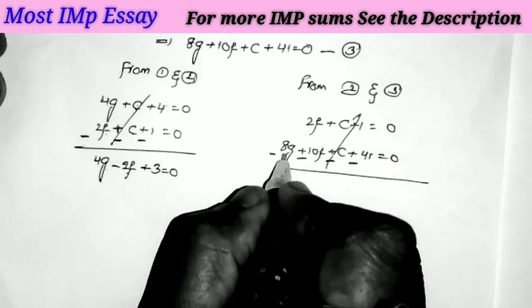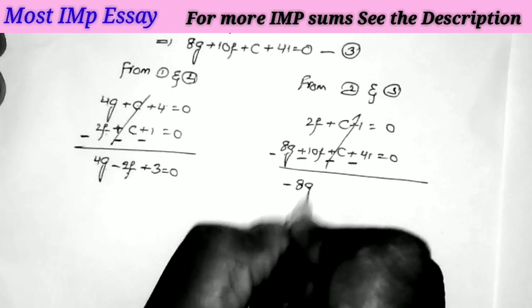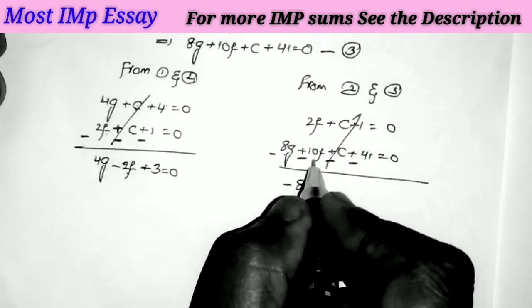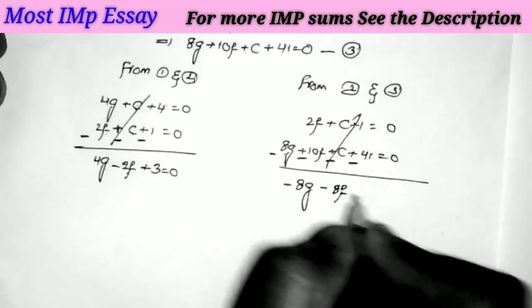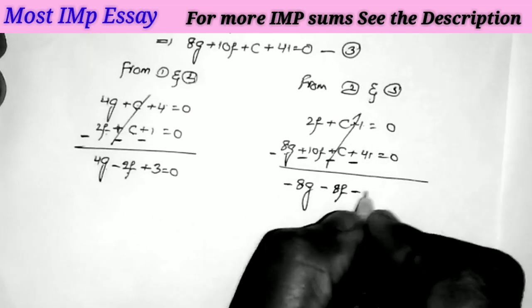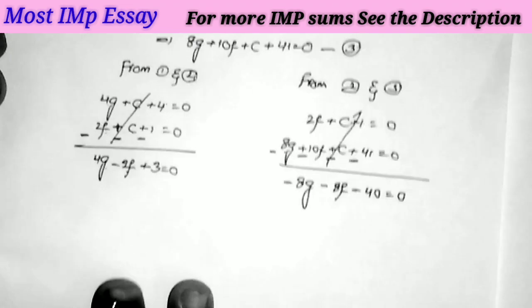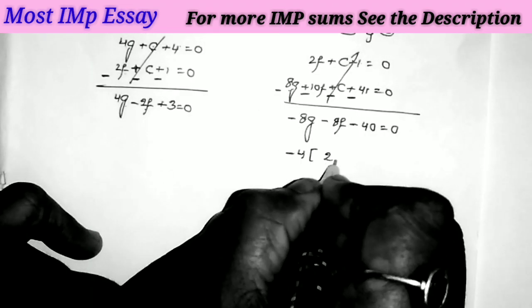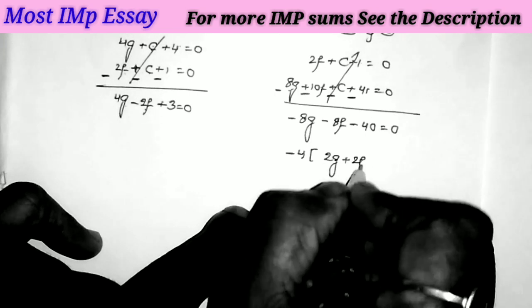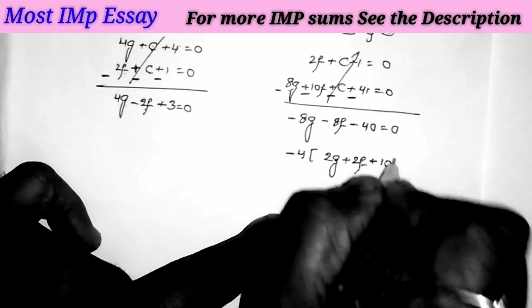And what is this here? First letter, minus 8g. Now we can take the subtraction here. 2f, 10f, both are same terms. 2f minus 10f, that is minus 8f. 1 minus 41, minus 40 is equal to 0. Okay, take the only minus for cancellation. Then what we get? 2g plus 2f plus 10 is equal to 0.